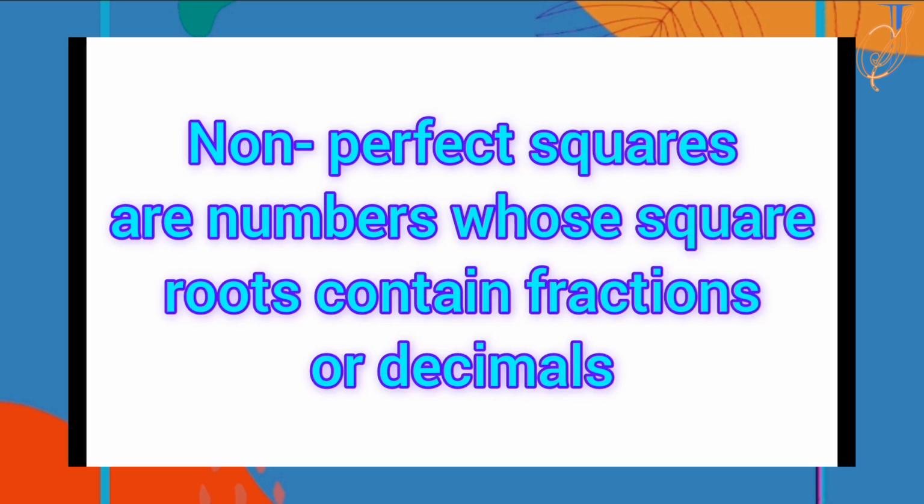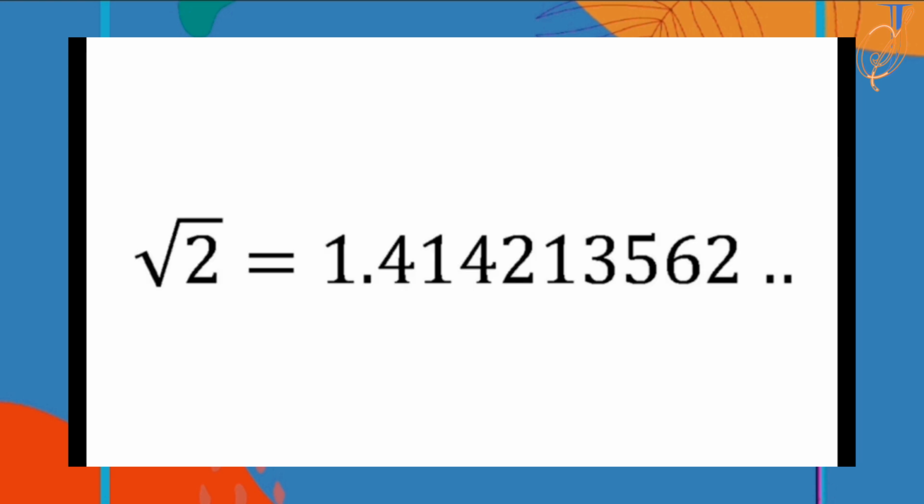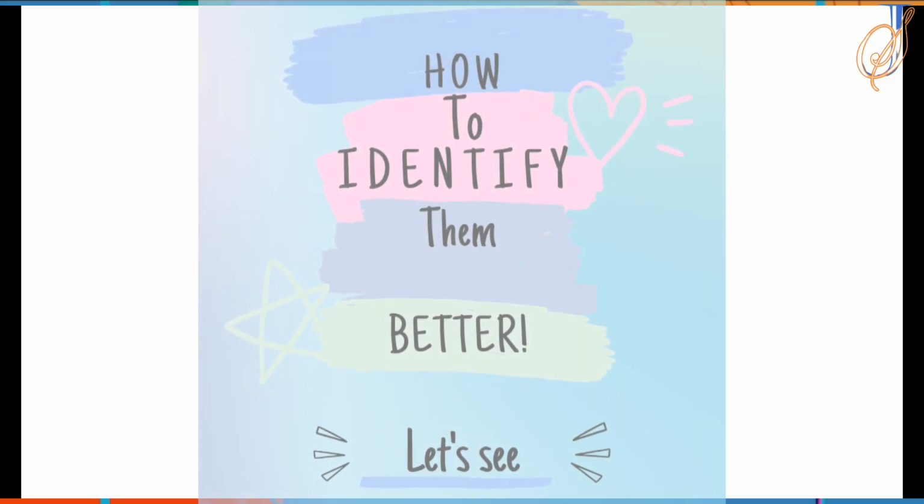Non-perfect squares are numbers whose square roots contain fractions or decimals. For example, root 2. When you solve root 2, you will get the result in decimals. How to identify the perfect squares?